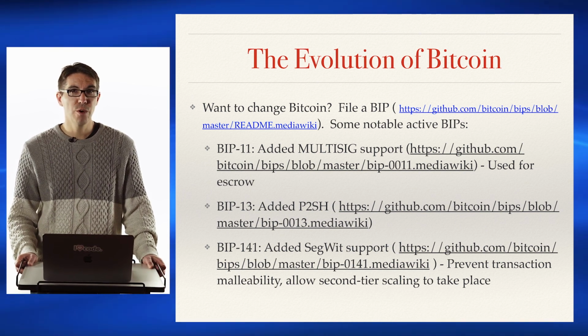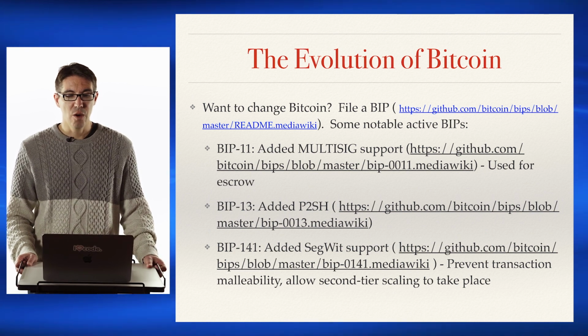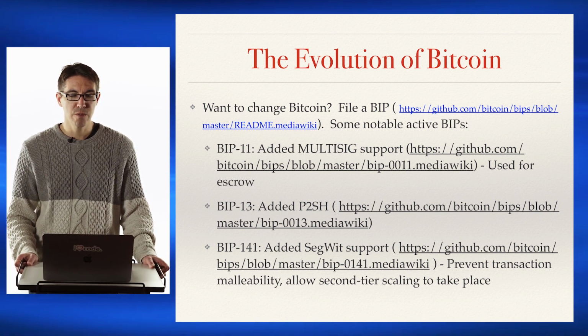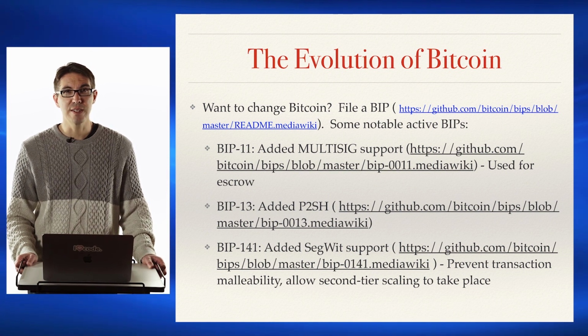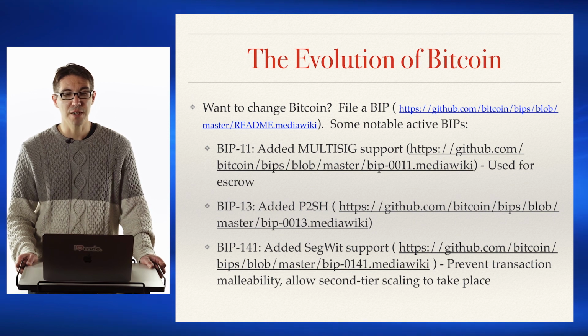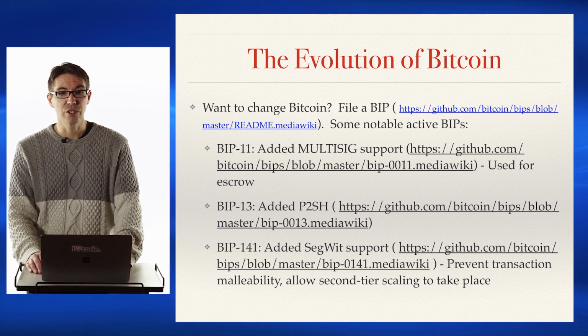And BIP 141 added SegWit, or segregated witness, which does a few things, but perhaps most importantly, allows second-tier scaling to take place and increases the amount of transactions that can be held in a block. We'll talk more about SegWit later on in these lectures.